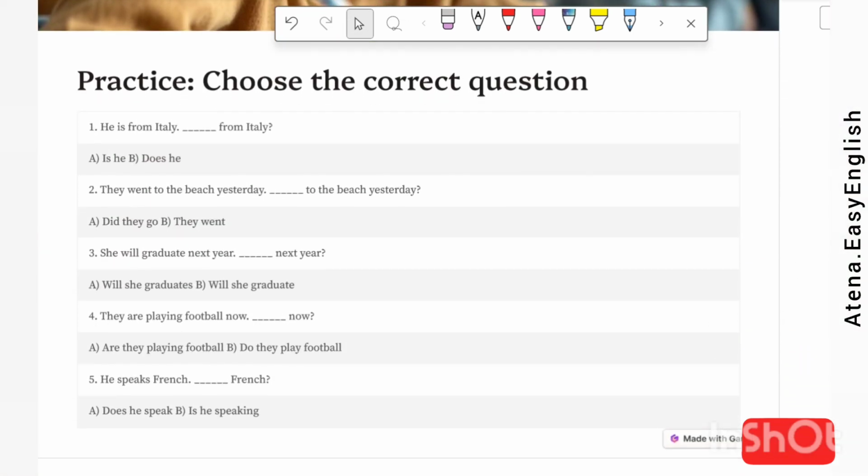Now, in the last part, we have a practice. My dears, I want you to pause the video and look at this practice test. I want you to answer it for yourself. Very well. Now let's work together.